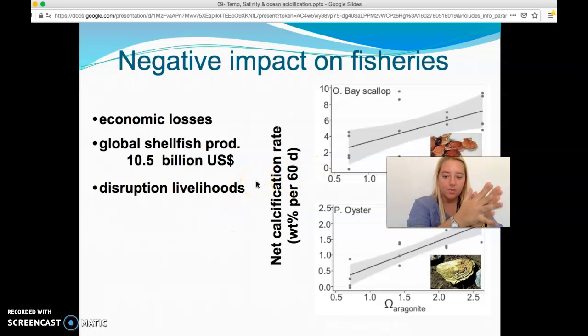And just so you know, global shellfish production is about a $10.5 billion industry here in the U.S. So we would experience, and we are experiencing, significant economic losses due to this change in the pH of our ocean water.